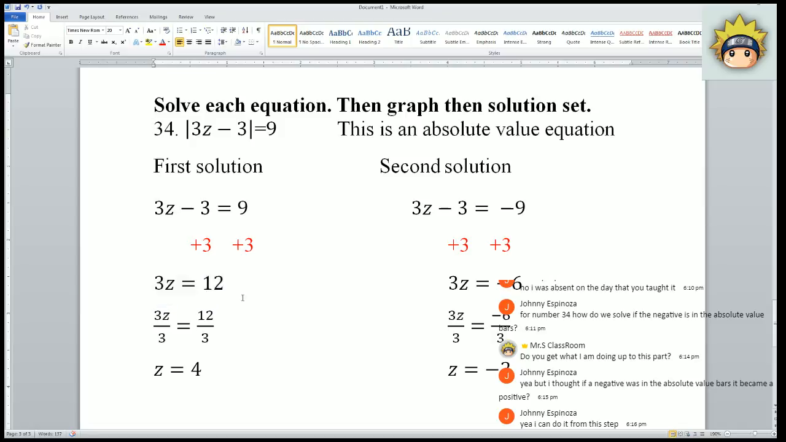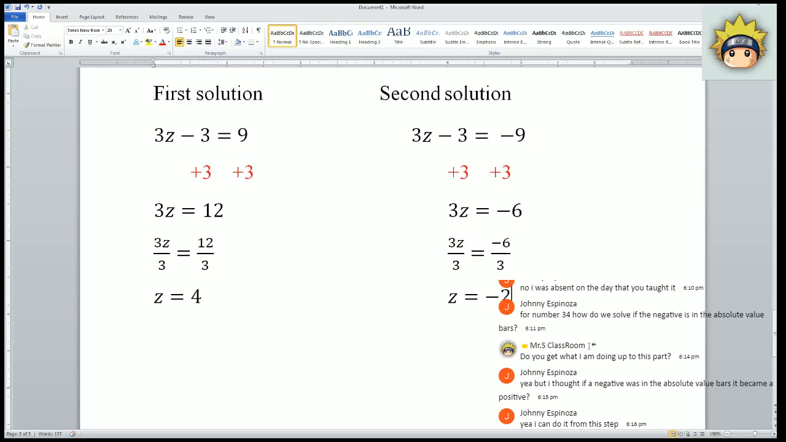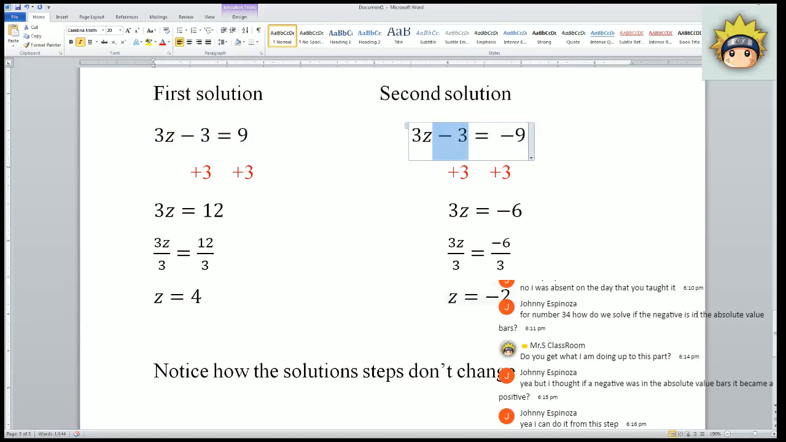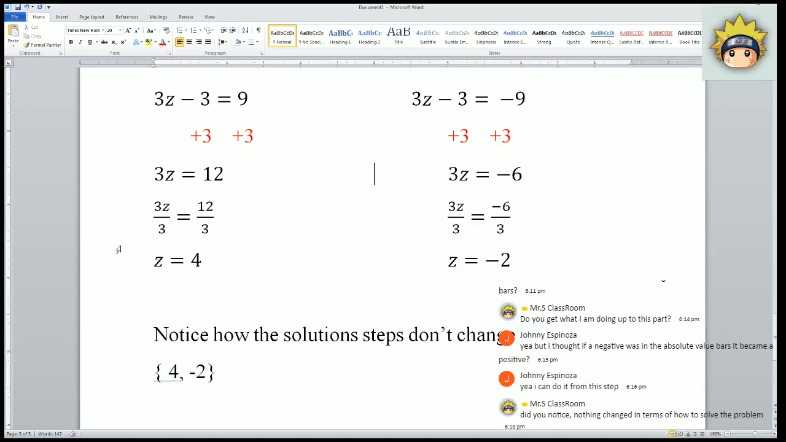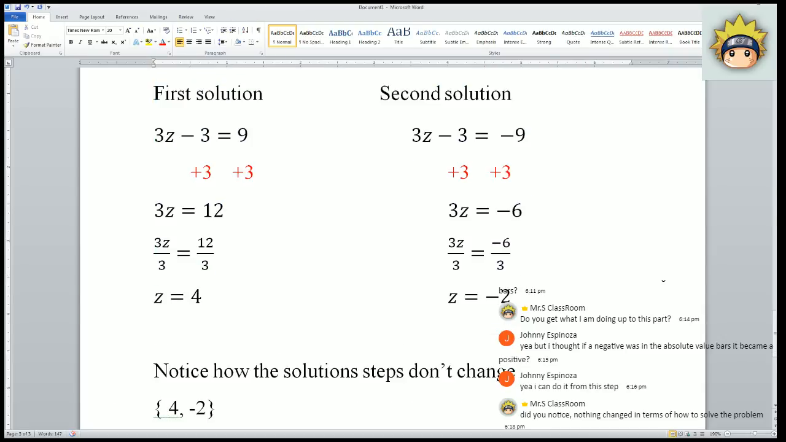Okay, good. I just wanted to show you the work from here, but notice how the solution steps don't change, even though there was a negative 3 here. The way I solve the problem doesn't change. Nothing has changed. Did you notice nothing changed in terms of how I solve the problem? Johnny, hopefully you're still there. Do you see how I'm solving the problem? Hopefully you notice that that doesn't change.